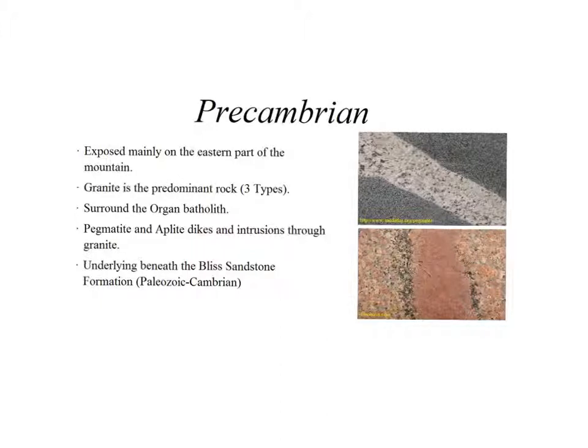The predominant rock is going to be granite, which you'll have three different types that can vary from porphyritic to highly porphyritic, and colors from browns to grays, pinks to reds, or brown from weathering. You'll also find different dikes and intrusions of pegmatite and apatite through the granite. These Precambrian rocks will underlie the Bliss Sandstone, which is the beginning of the Paleozoic era.